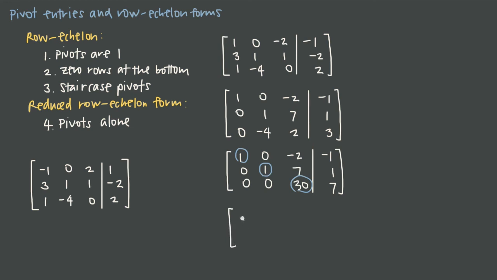So if we do that, we'll get 1, 0, -2, -1, 0, 1, 7, 1. And then 0 divided by 30 is 0. 0 divided by 30 is 0. 30 divided by 30 is 1. And 7 divided by 30 will leave as 7 over 30.